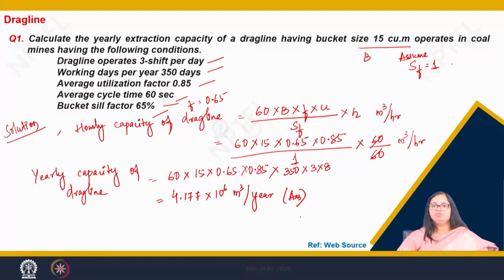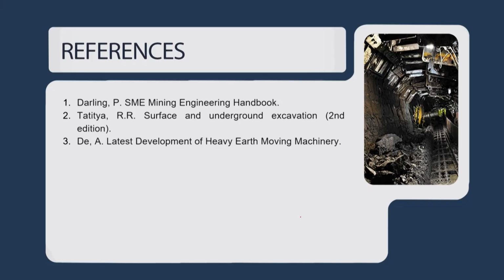So this is how you calculate the bucket capacity of a dragline. So you can follow these references.